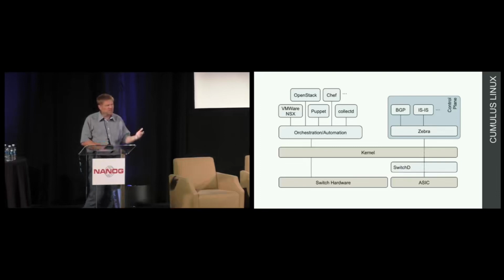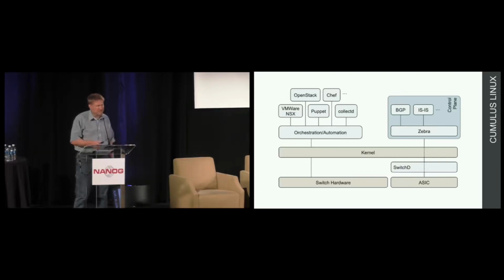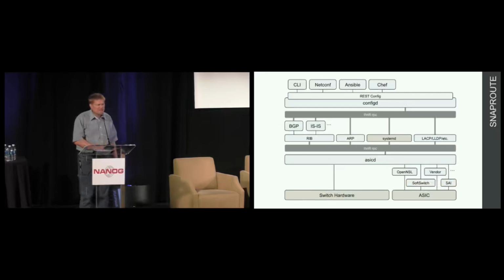Like I said, switchd is their thing. Switchd actually talks directly to the Broadcom API and other things so that it will run on top of a number of different ASICs. SnapRoute's architecture is a little bit more complex.